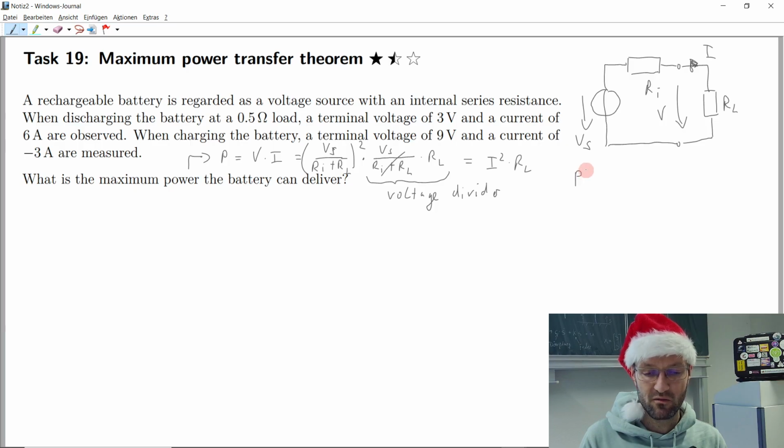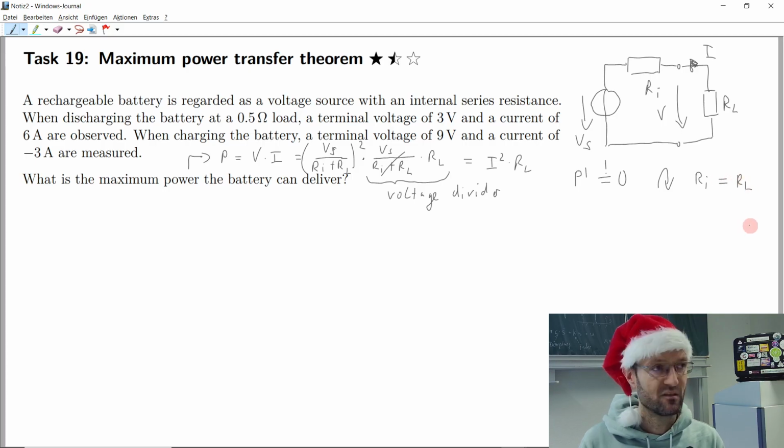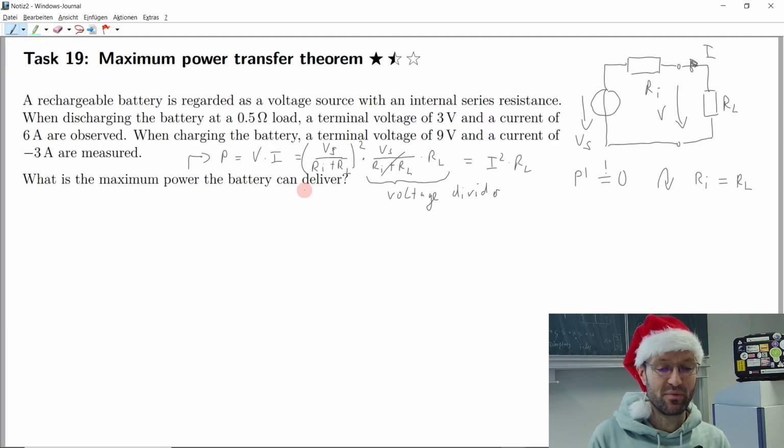So now take, let's say, the derivative of this, set this to 0, and the result at the end would be that we get maximum power transfer between the source and the load if the load resistance and the inner resistance are equal. Remember this result? Okay. So the maximum power can be delivered if the load is the same as the inner resistance.